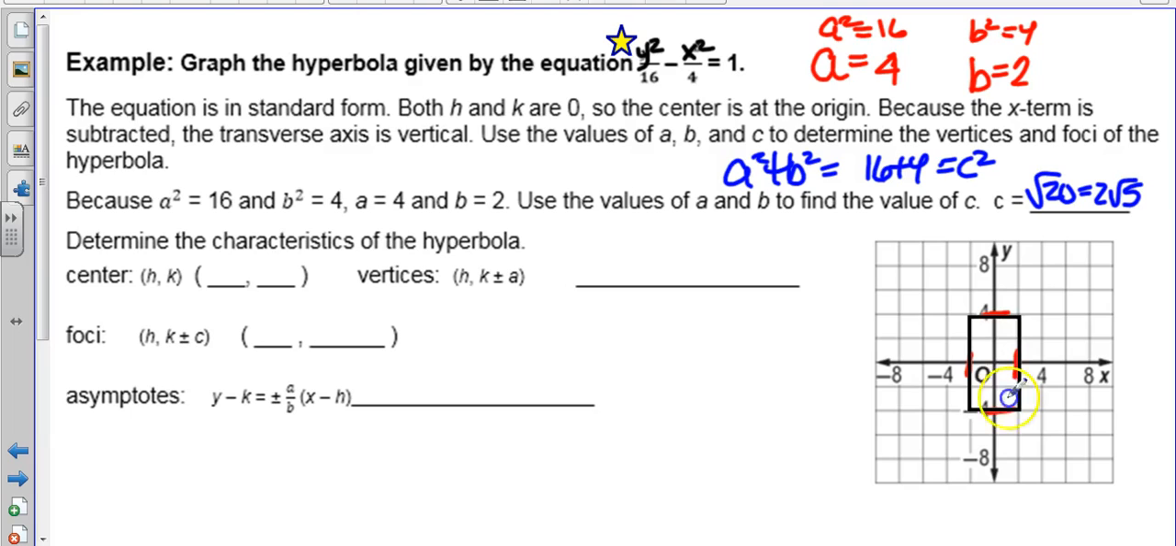There's my auxiliary rectangle, which is not actually part of the graph. Neither are the asymptotes. We just draw them as guidelines, okay? Everybody doing okay so far? Not lost anybody yet? So instead of drawing an ellipse, we drew a rectangle and we drew in the diagonals. If you want rulers, they're on the wall over there. All right. Then we draw the ellipse.